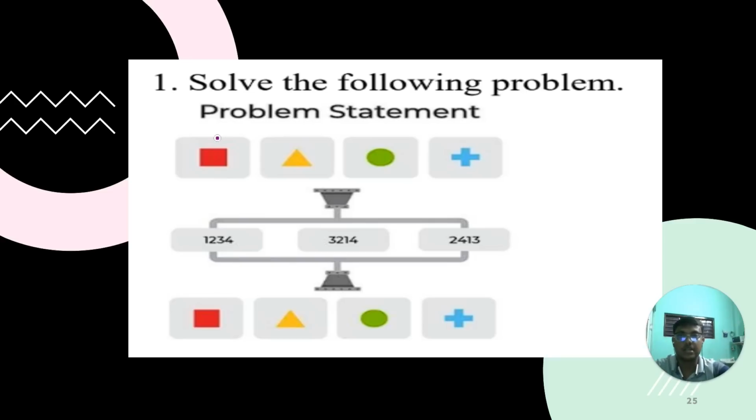This is another type of game. Here you need to number each item 1, 2, 3 and 4. Now you need to check where this item is moving in the next step. So 1 is moving here, 2 here, 3 here and 4 here. So our correct answer would be 1, 2, 3, 4. So this is our correct answer.